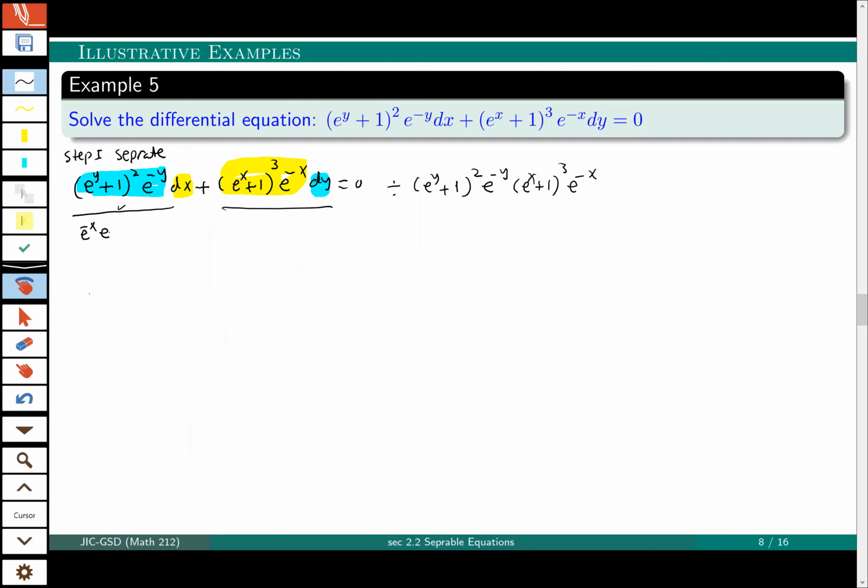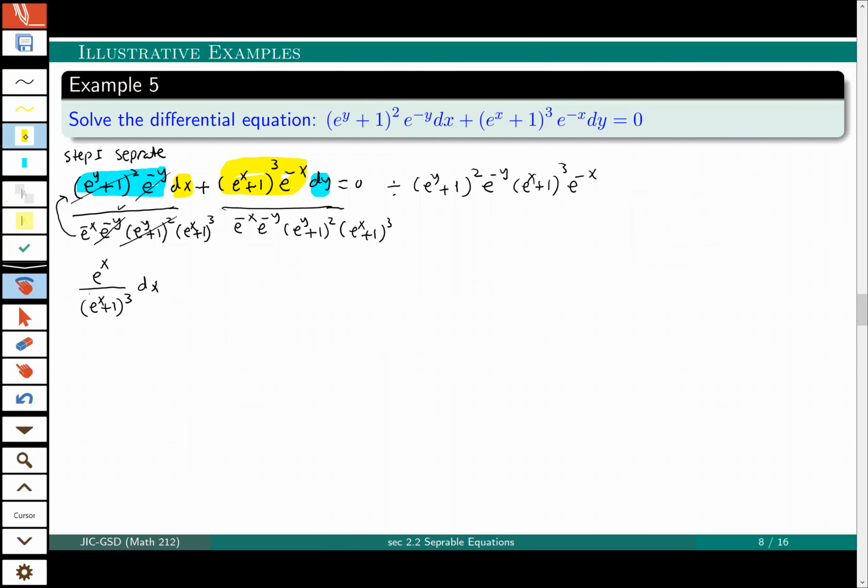Here, e raised to the power x, e raised to the power minus y, e to the power y, plus e to the power x plus 1 to the power 3. Of course, 0 divided by these quantities will be 0. So what we have? We have e raised to the power y plus 1 all squared will cancel with this one. And e raised to the power minus y will cancel out with e raised to the power minus y. And this will move up. So I will get e to the power x divided by e to the power x plus 1 all to the power 3, dx.